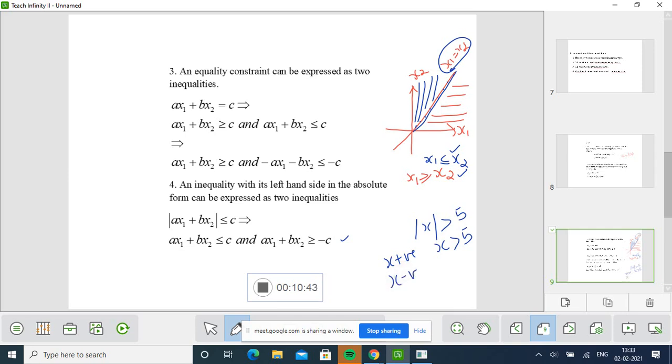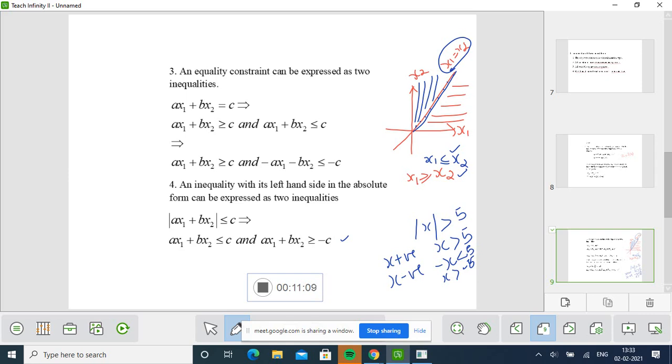Suppose I say x is negative. Then what will I tell? I have minus x, but I know definitely minus x is strictly less than 5. It's a negative quantity. So the same concept you can apply over here, because minus x less than 5, then x is greater than minus 5. So what happens? I have x is greater than 5 and x is greater than minus 5.